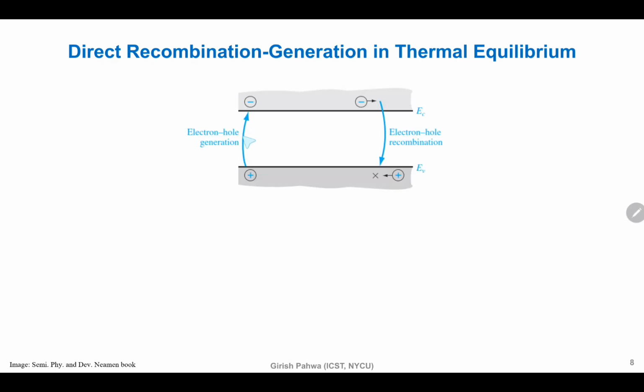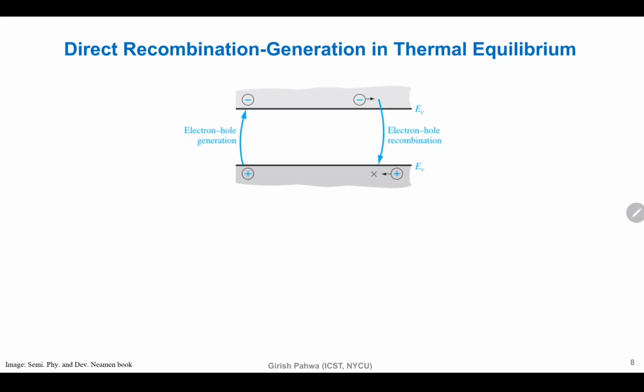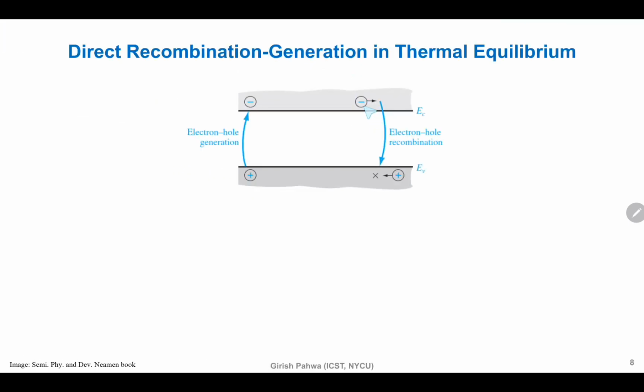So direct recombination-generation means that, in thermal equilibrium, some electrons go from here to here, and some electrons go from here to here. In thermal equilibrium, the generation rate will be equal to the recombination rate: the rate at which electron-hole pairs are being generated equals the rate at which they are being annihilated.